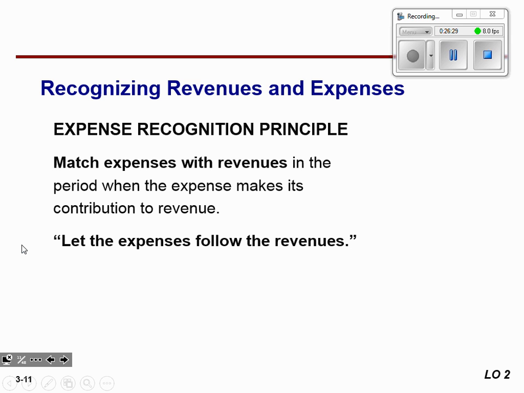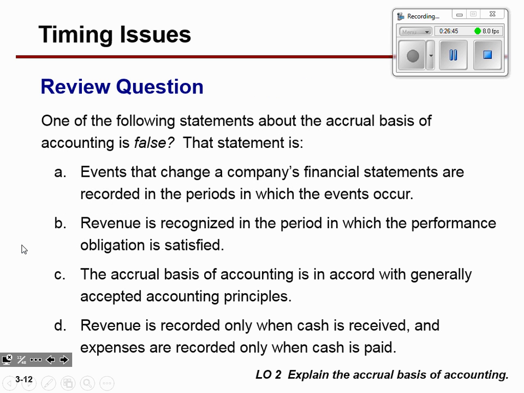Does that make sense? Any revenue that is offset by expense, those expenses better be attached to that revenue when it happens. That's what the expense recognition principle is.